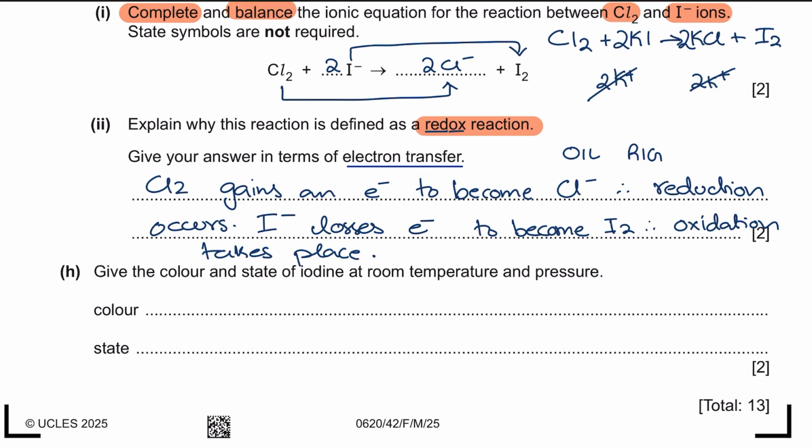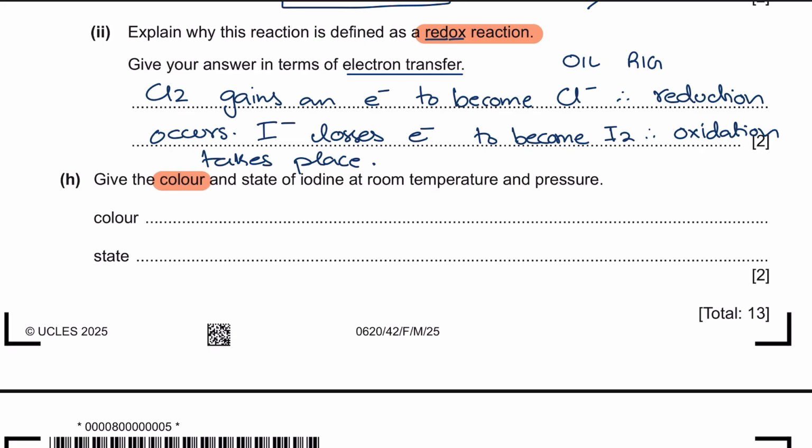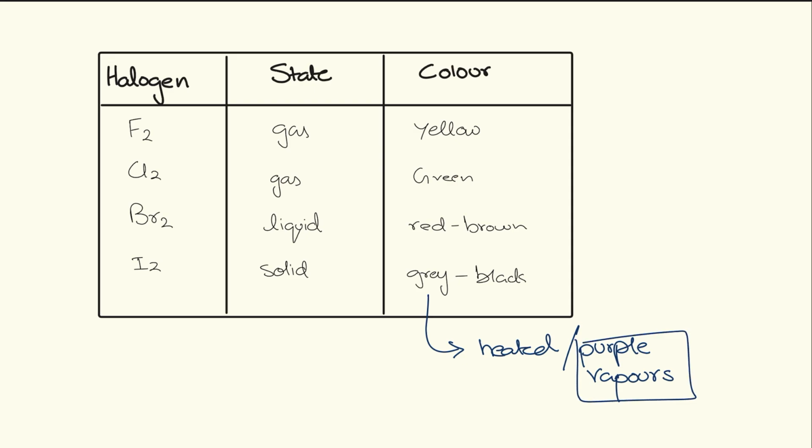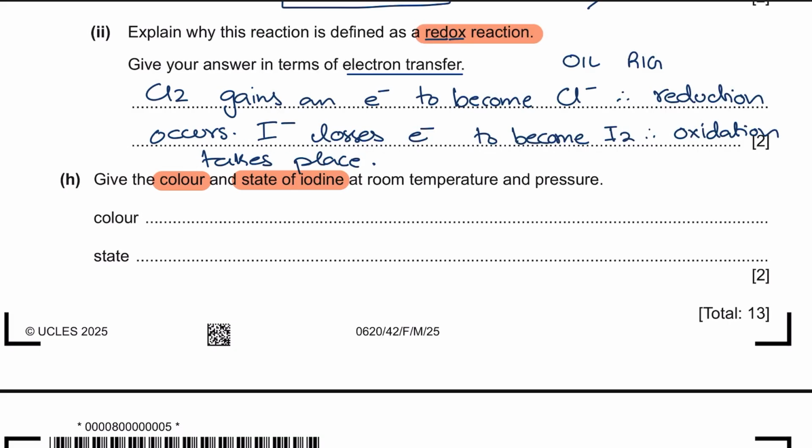But this is enough. Next up, give the color and state of iodine at room temperature and pressure. Okay, you can screenshot this table and memorize these colors because they can ask you for any one of these. And for iodine, remember, if it is heated, it will have purple vapors. Okay, if heated. So remember this for iodine. But for now, they have said at room temperature, so the color would be gray black and the state would be solid.